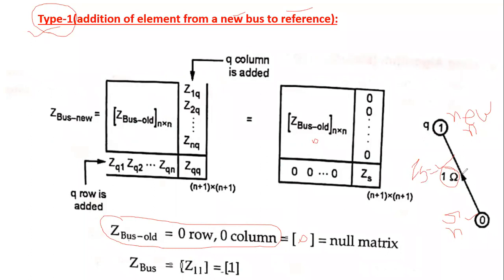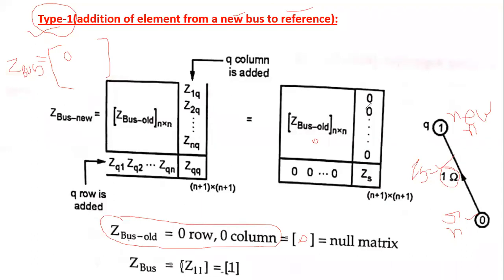Therefore Zs is equal to 1 ohm. Then write down the Zbus matrix. What is the formula for that Zbus? That is Zbus old. Zbus old we are considering as the null matrix. There is no given Zbus old, therefore it will be considered as the null matrix. Null matrix means the 0.